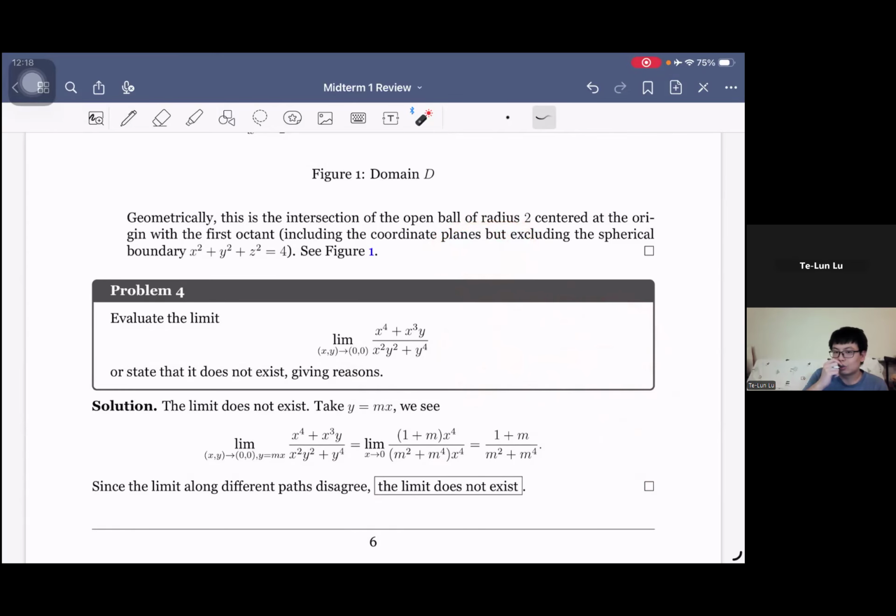So that is also a way to show that a limit does not exist, by showing that the limit does not exist along some path. So let me recall to you guys. You can either show that the limit does not exist along some path, or you show that the limit exists along two different paths, but they give different limits. In this case, different ends.